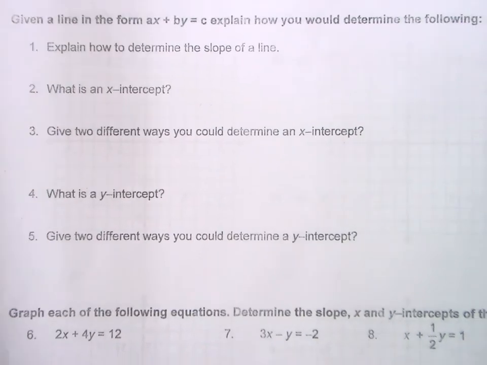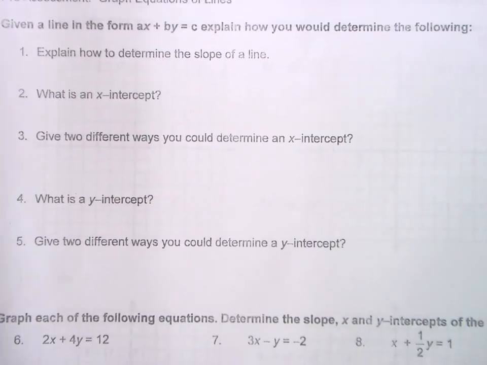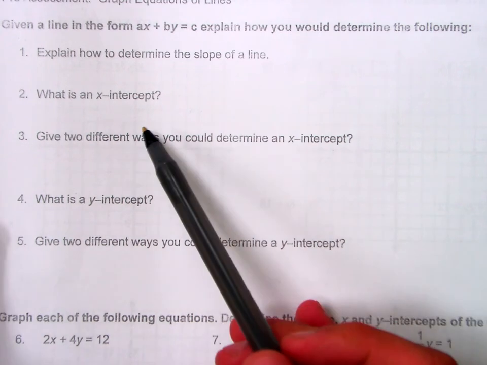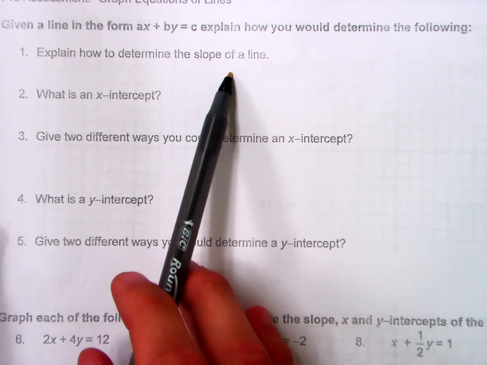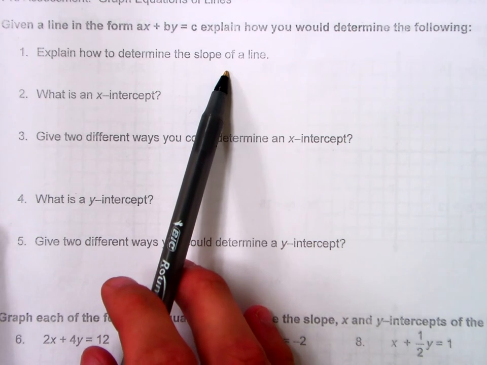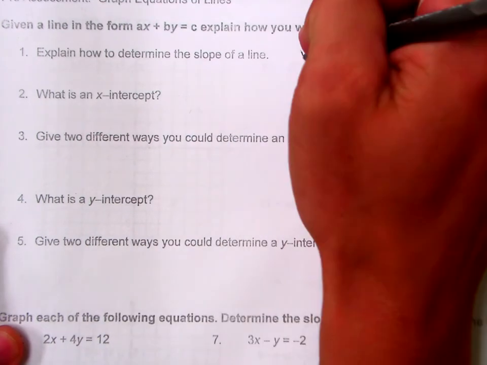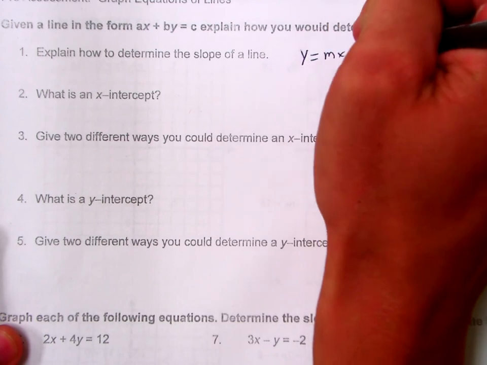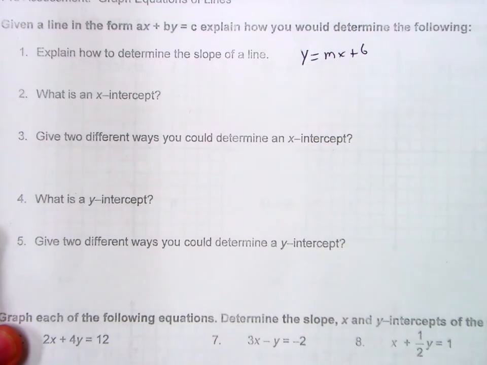Alright, so this video is pretty much going to be centered around learning some fundamental and foundational skills for Algebra 2, mostly all Algebra 1 stuff. We're going to get to the point where we can answer all 5 of these questions. So explain how to determine the slope of a line. Not just that it's rise over run, not that it's the coefficient of the x value in an equation that looks like y equals mx plus b, but how to actually find it.